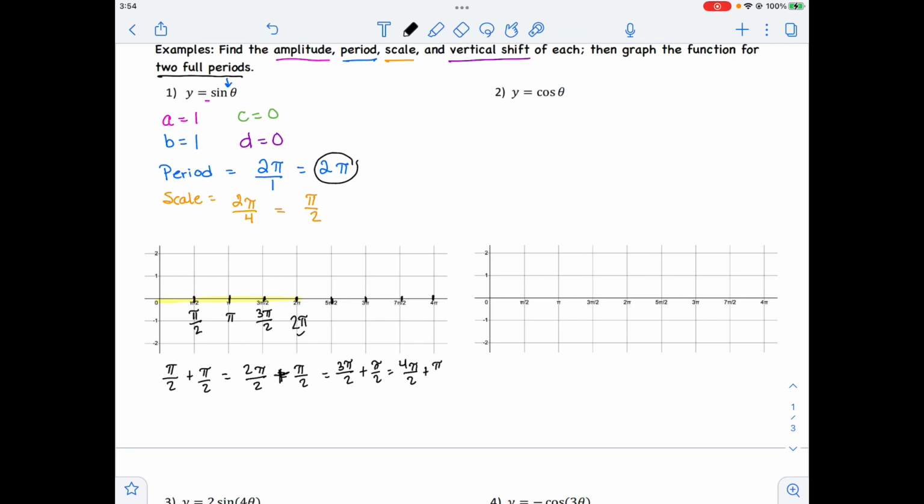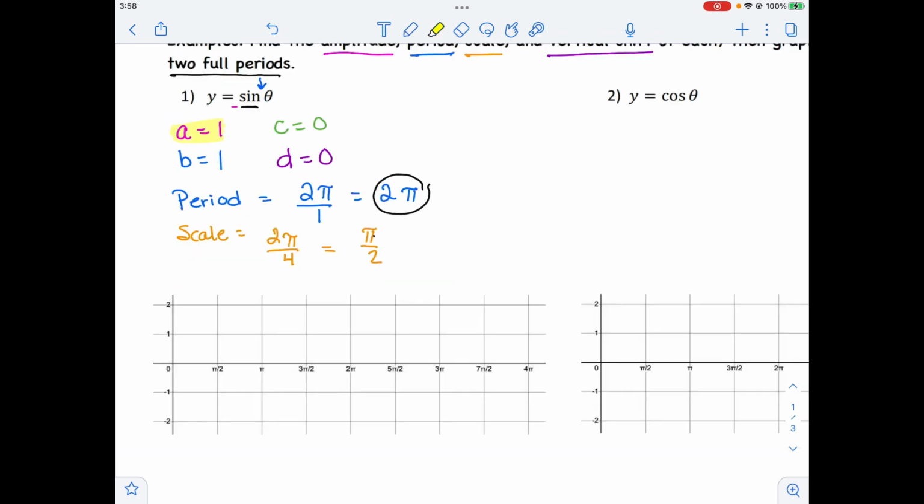Then I add another pi over 2, because that's my scale, and I end up with 5 pi over 2. So this is the 5 pi over 2. I add another one, pi over 2, and I end up with 6 pi over 2, which simplifies down to just 3 pi. And then again, pi over 2, and I get 7 pi over 2. And then a last one, pi over 2, and I get 8 pi over 2, which equals 4 pi. So those are going to be my 2 full periods. So I knew my period was 2 pi, so that's how I knew it. I knew my scale was pi over 2, and that's what I'm adding each time. Remember that Desmos can also help you with this, so utilize that resource as well.